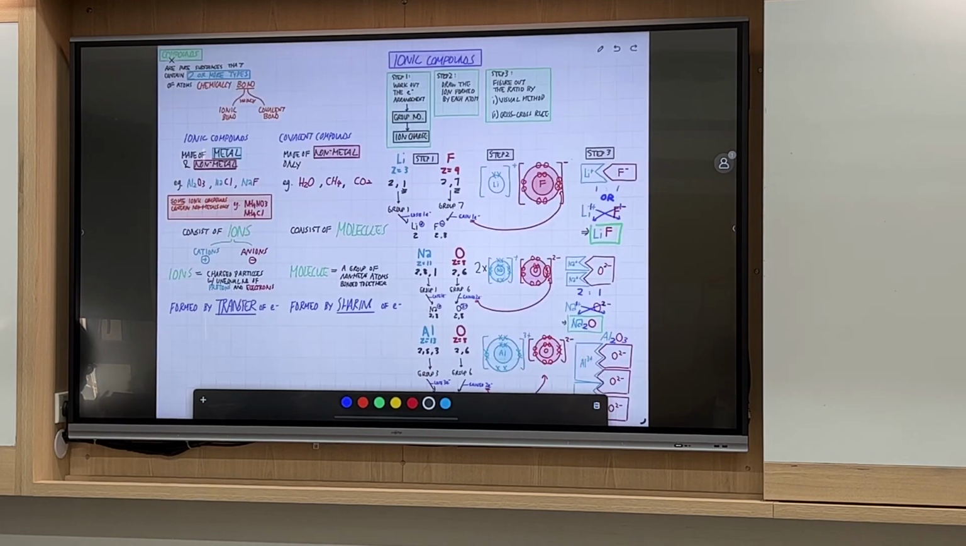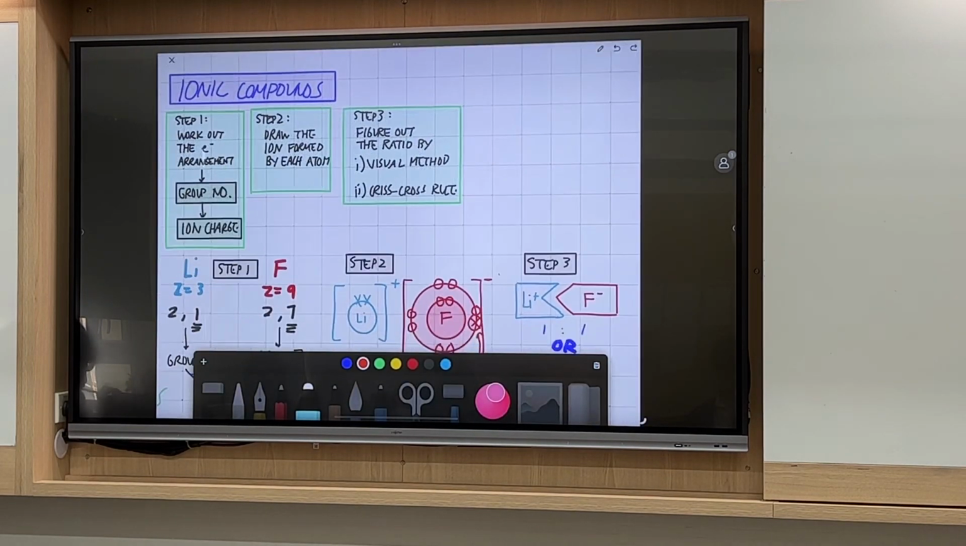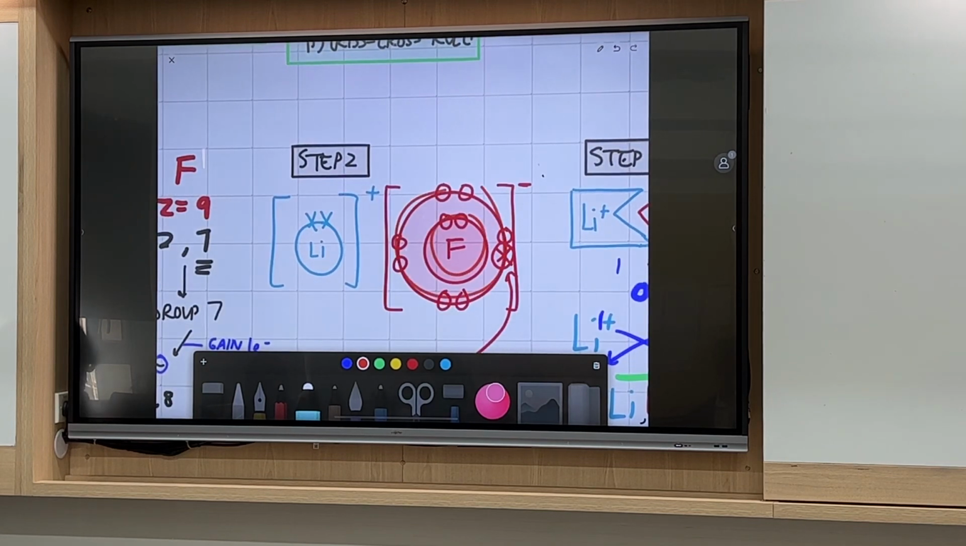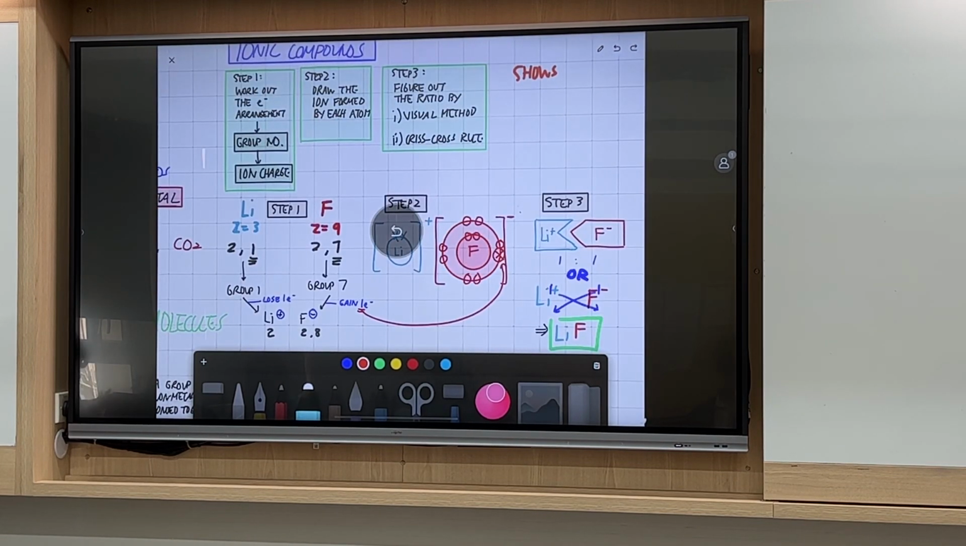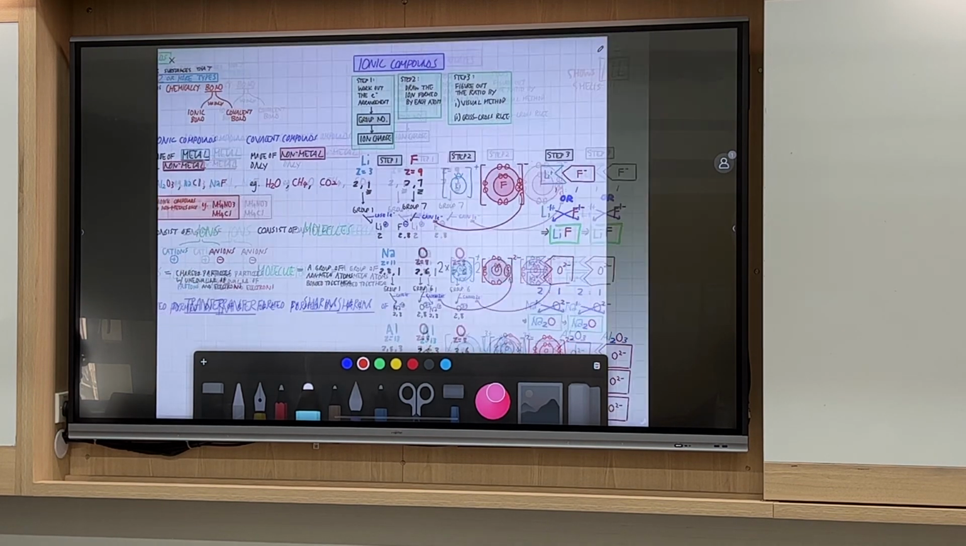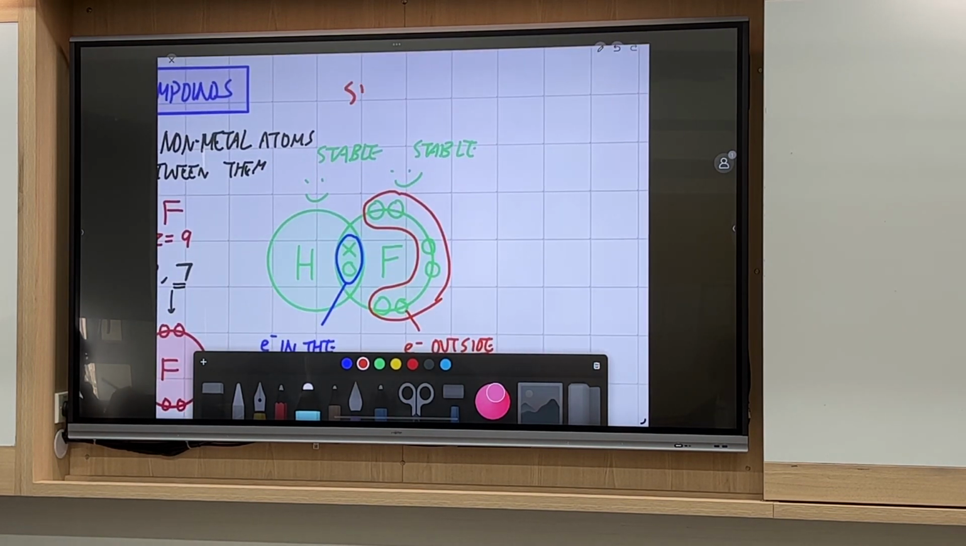For ionic compounds, when you draw them, show all shells. You see 1 shell, 2 shells. I don't care how many shells you have. Show them all. Show all shells in your drawing. But when you are asked to draw a covalent compound, you show only the outermost shell. Okay? So only the outermost shell.